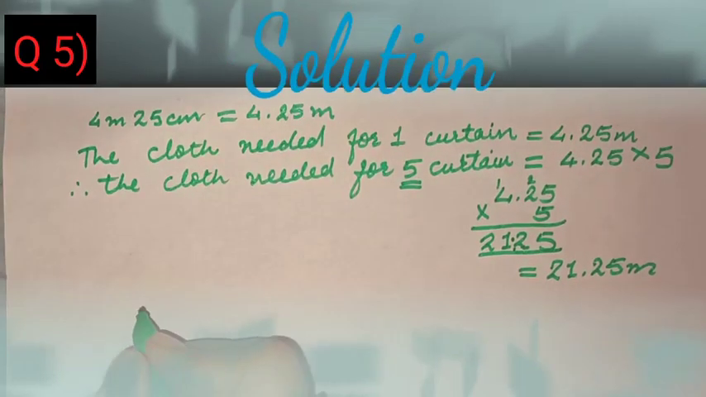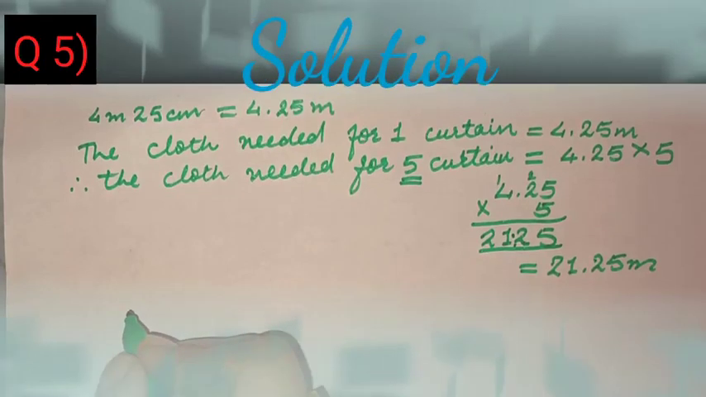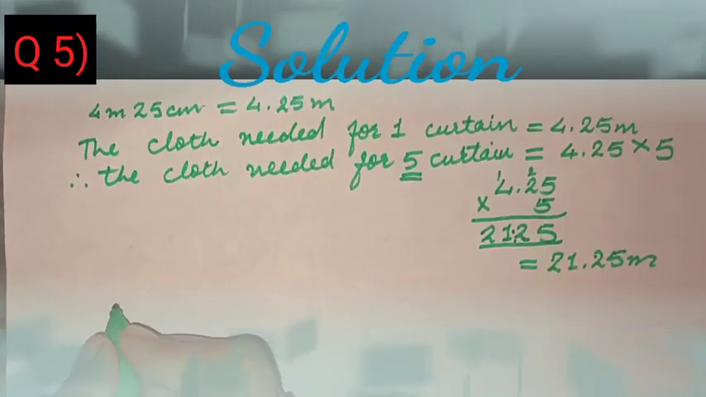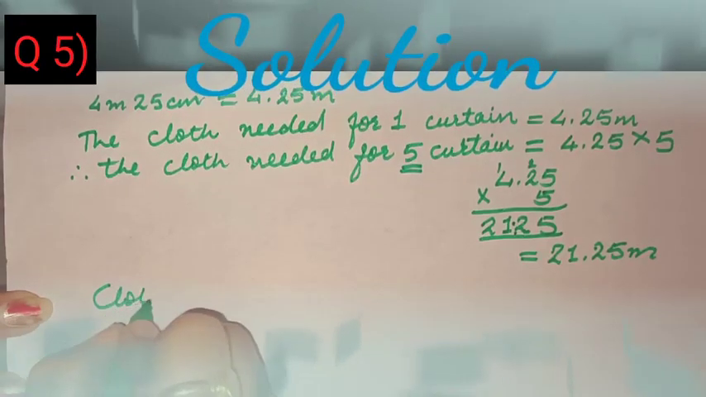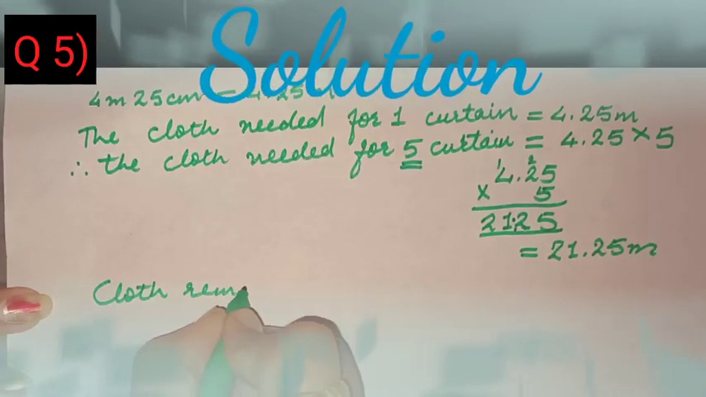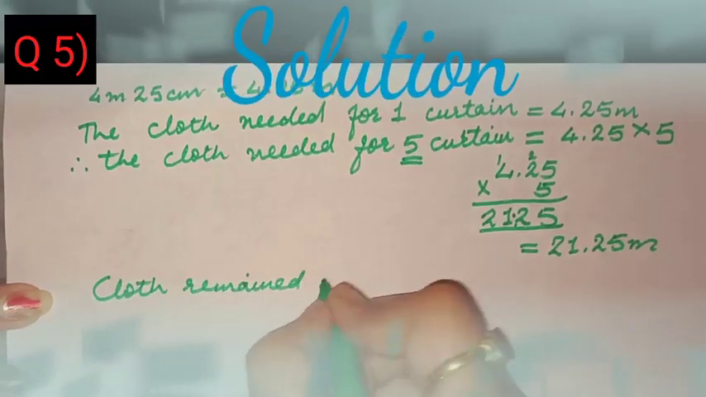Vedika has 23.5 meter already. So the last one is how much cloth is remaining. So cloth remaining with Vedika.